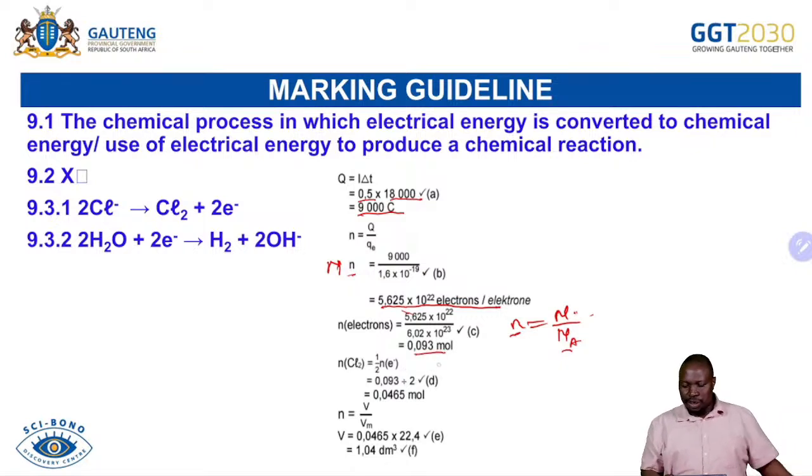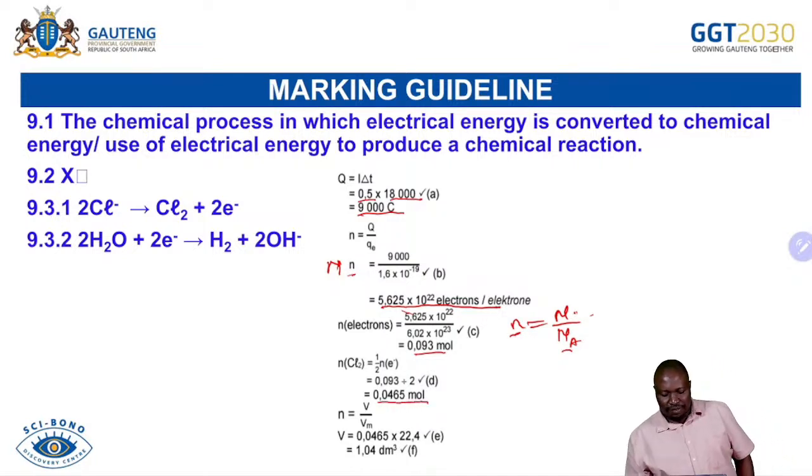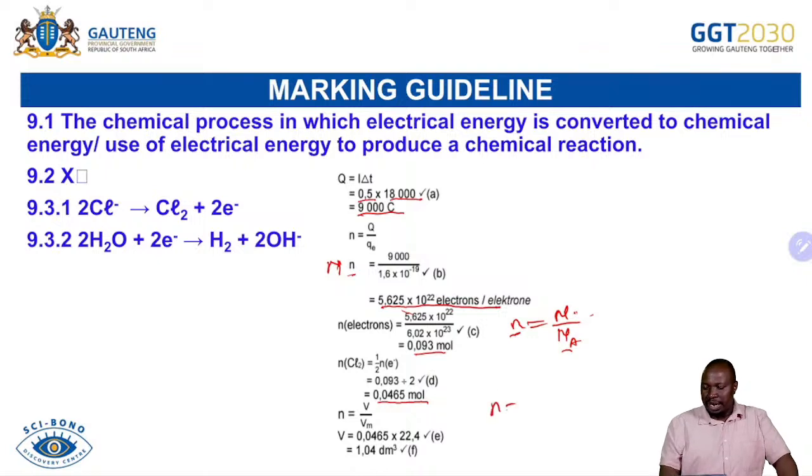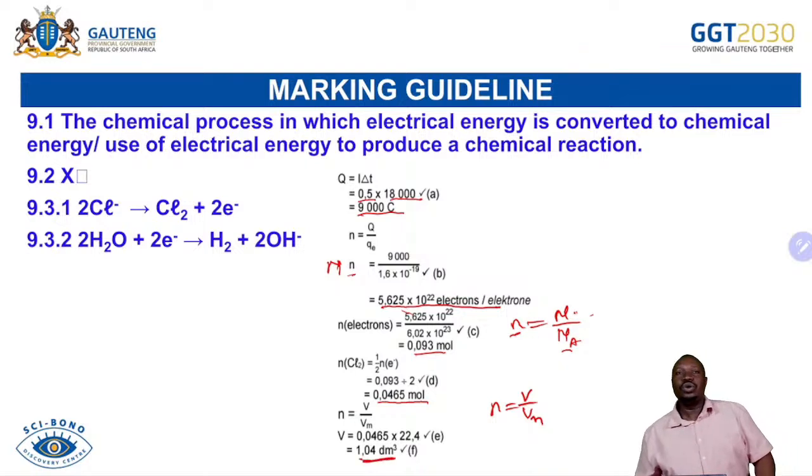And then you are able to say now the mole ratio there. We are saying that for the chlorine, the number of moles is 1:2, and then we are able to divide that by 2, then you get 0,0465. From there, you can now use n equals V over Vm, which now we know that our n we've calculated is 0,05465. And then from the data sheet, our molar volume is 22,3, 22,4 in this case, and then you multiply that, you get your volume as 1,04 cubic decimeter.